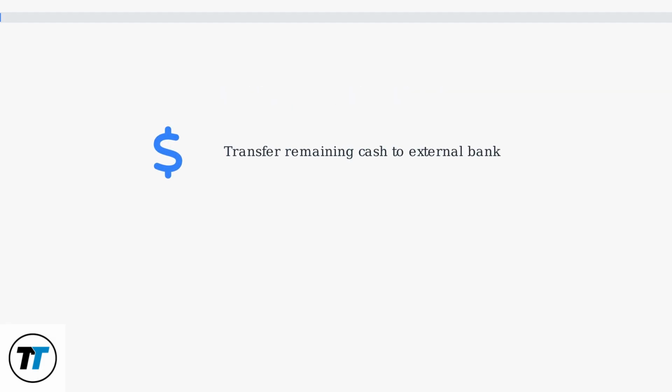Now that positions are liquidated, the next step is withdrawing your remaining cash to an external bank account. Interactive Brokers supports several methods, including ACH transfers, wire transfers, and instant options like PayPal or Zelle in certain regions. You'll need to transfer any remaining cash balances to an external account. Make sure all positions are closed first to avoid complications.